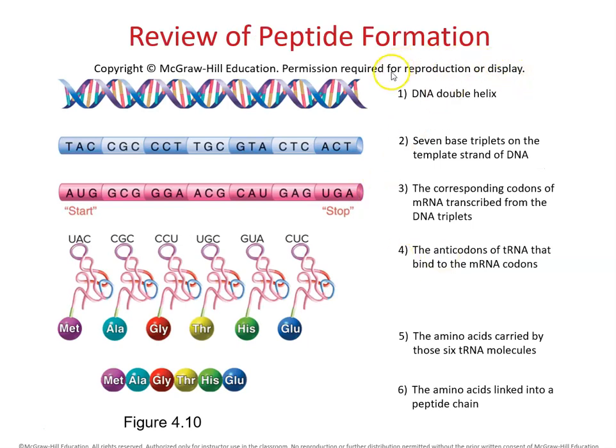And we can see just a quick review. So we're starting with the DNA. And then we have the mRNA that's made from the DNA. And then we have the tRNA that are carrying our amino acids. And these amino acids get put together in the right order. And that's how we get the polypeptide.